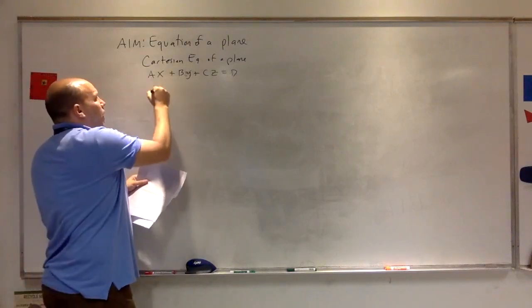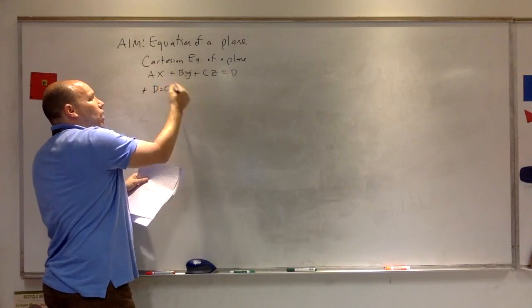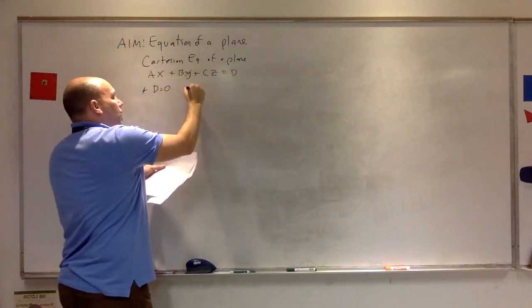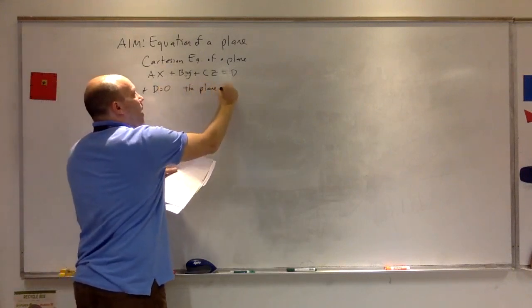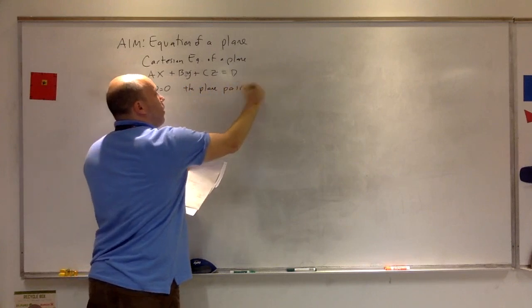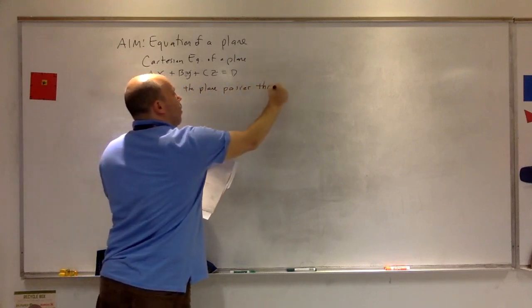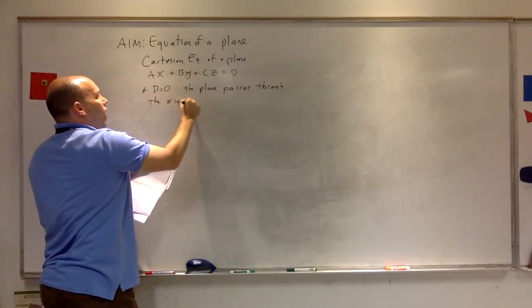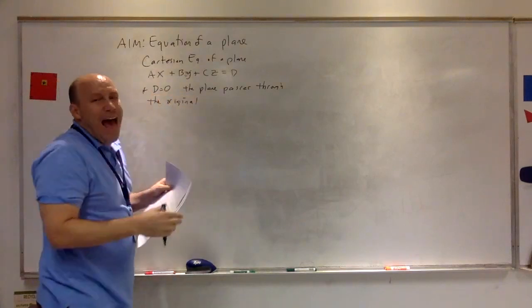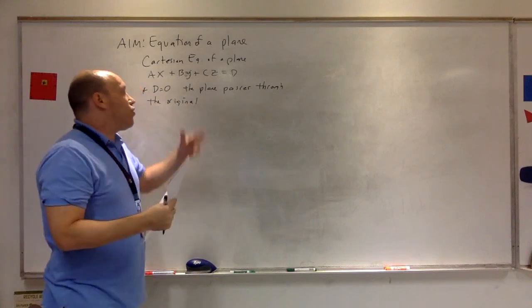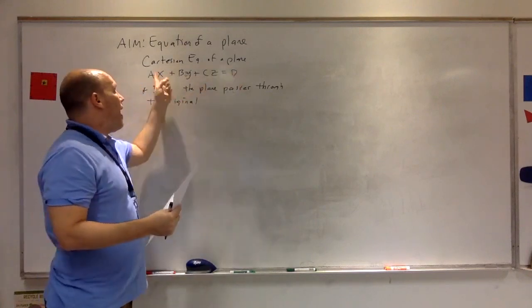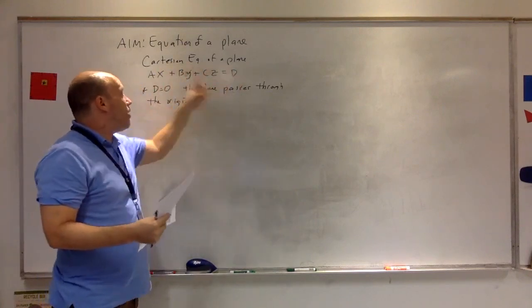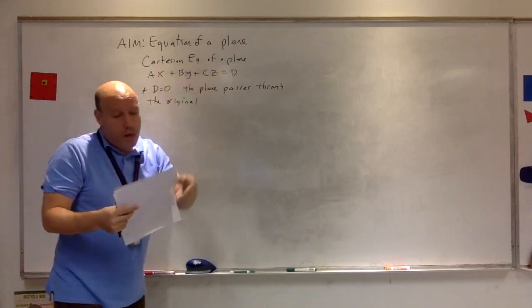A little thing, if d equals 0, then the plane passes through the origin. Just a fun fact, because obviously a solution for the equation ax plus by plus cz equals 0 is 0, 0, 0.